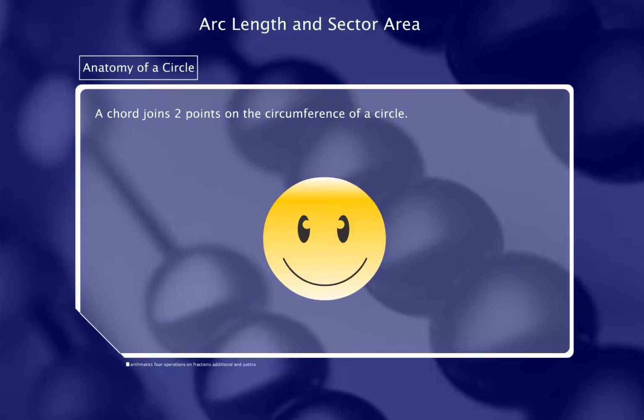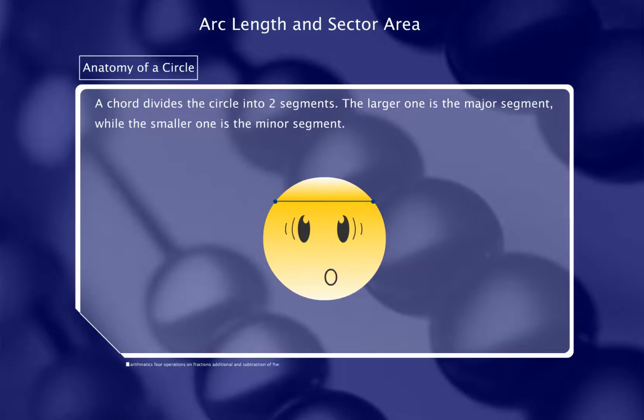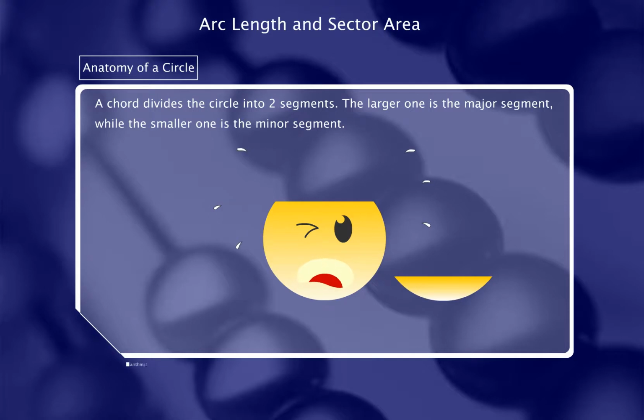A chord joins 2 points on the circumference of a circle. The chord divides the circle into 2 segments. The larger one is the major segment, while the smaller one is the minor segment.